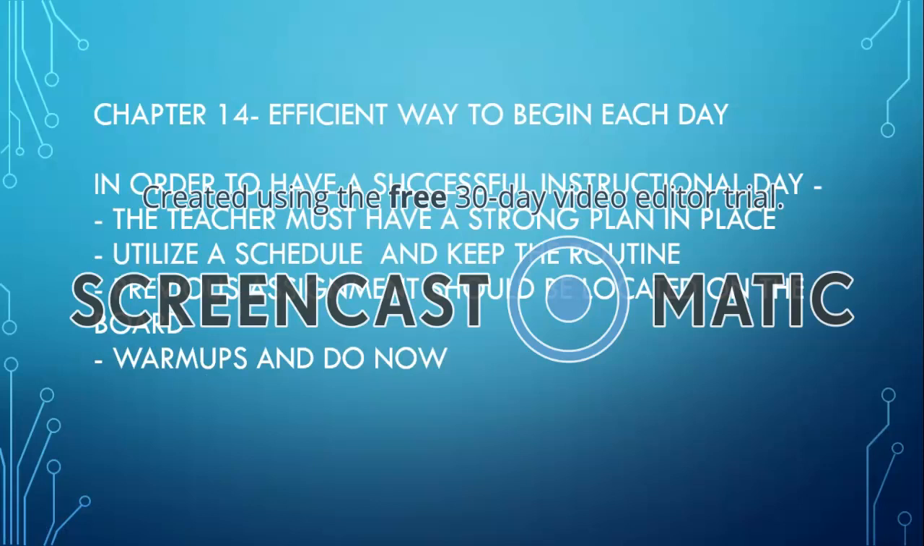There's no room for distraction. They know what they're supposed to do, they know what's expected of them, they know there's going to be a warm up. They know they're going to be accountable for turning that in, and that is going to be a grade.